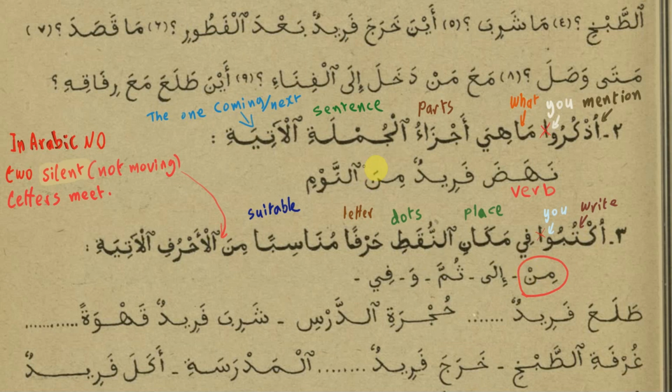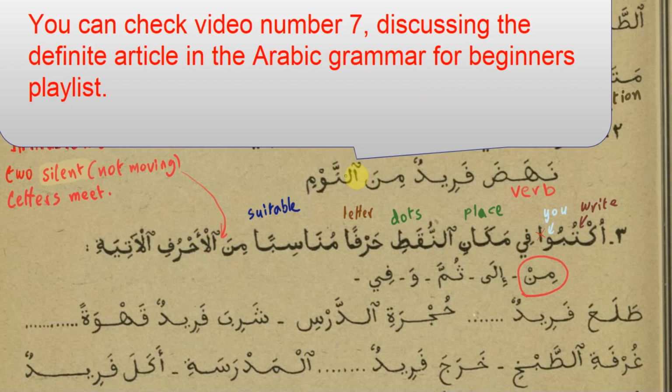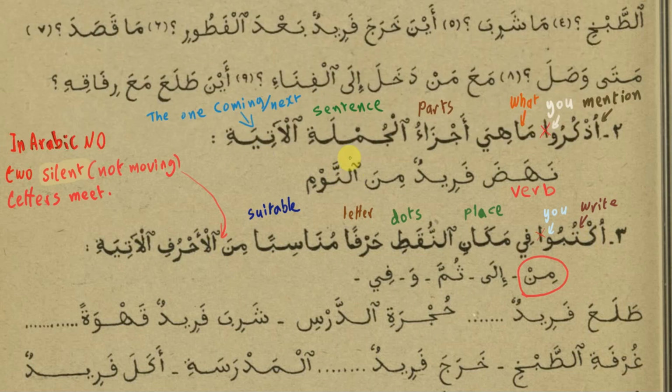And that's a fixed movement. But notice here it moved. They put this a there because of the definite article. You can check video number 7 discussing the definite article in the Arabic Grammar for Beginners playlist. There you will learn about the doubling of the letter after it. Like in here, this N here, it's an.